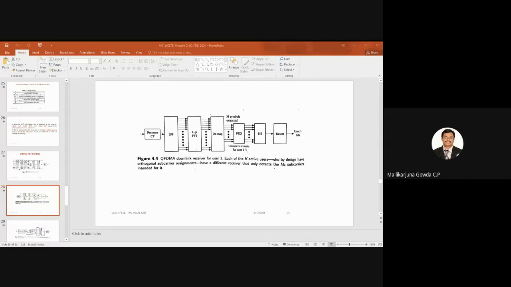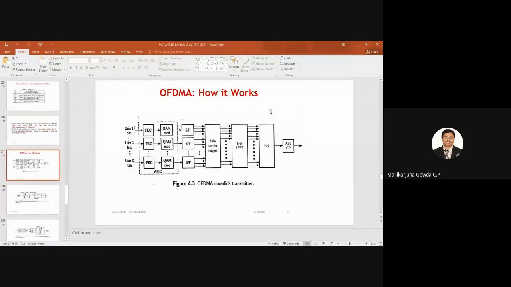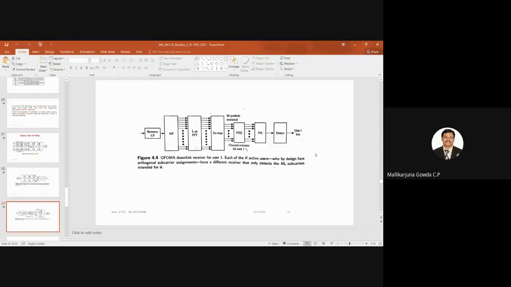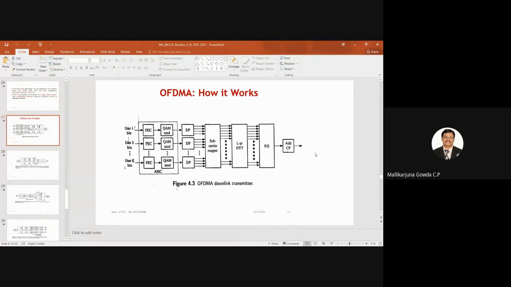Is that fine? So transmitter, OFDM downlink transmitter and OFDM downlink receiver, two things I said. Once you understand the transmitter, I think the reverse of that will be the receiver. So remove cyclic prefix, then serial to parallel, that is the FFT you're doing, demapping, then do the detection. Fine. So this is with respect to k users, right?